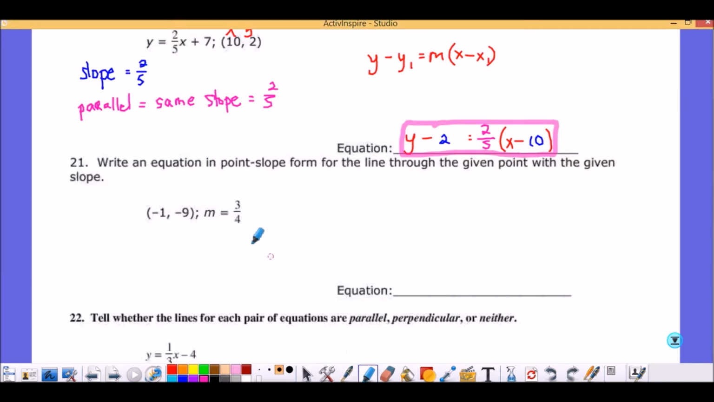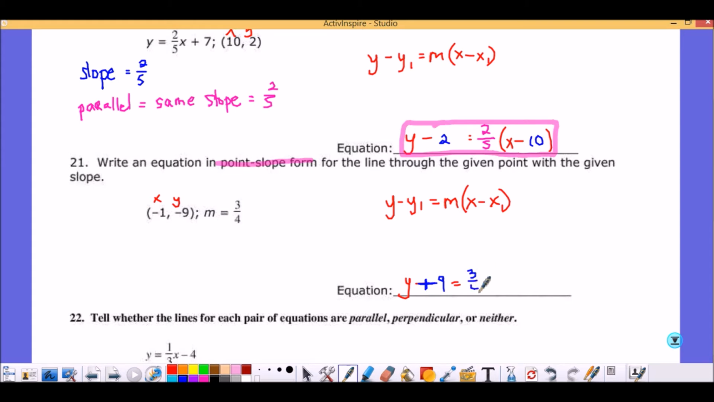Problem number 21, I want to write the equation in point slope form for the line through the given point. So just like in the previous example, this is my x, this is my y, and here is my slope. So the equation that I need is y minus y1 equals m, which is the slope, times the quantity of x minus x1. Alright, so now I'm going to keep y minus, now careful here, the y is actually -9, so it's -9, but remember we don't write it like this in high school. We change it to a plus sign. And then now equals my slope, which is 3/4.